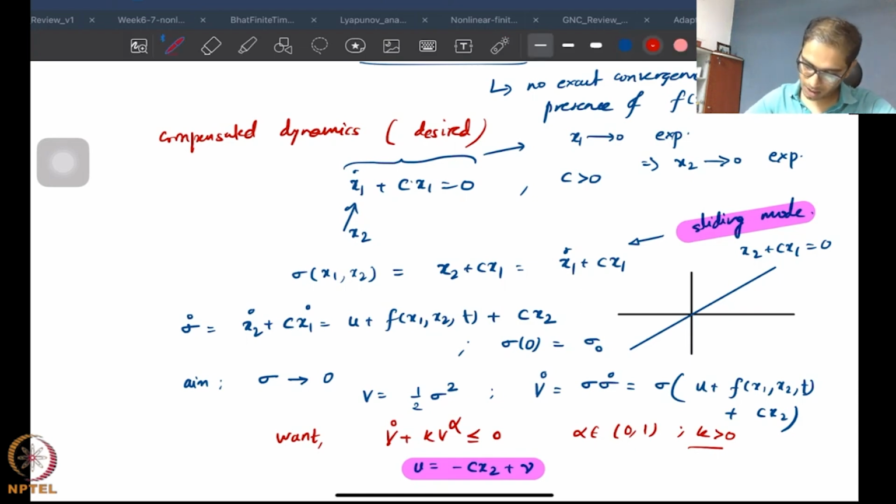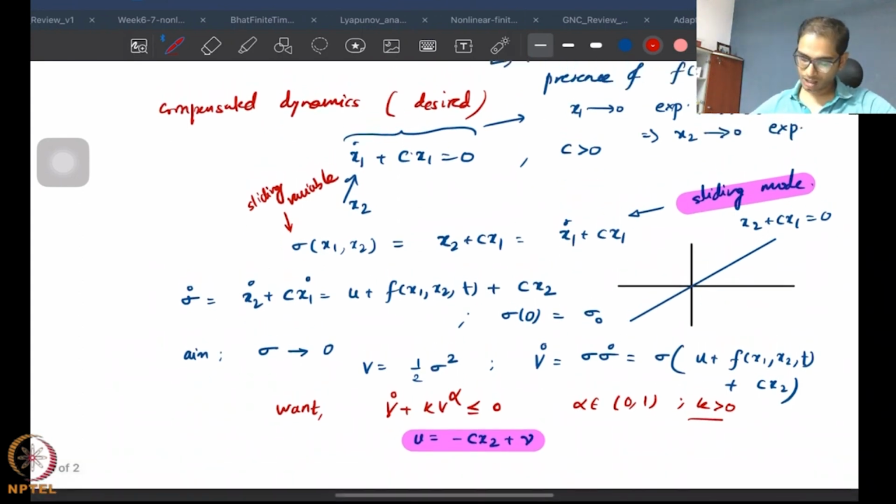So this quantity is the sliding variable, right? That's what we want to do. We want to send this quantity to 0 in some finite time, right? That's the aim, in some finite time. So it's actually a kind of finite time control, so we use some finite time ideas as well.